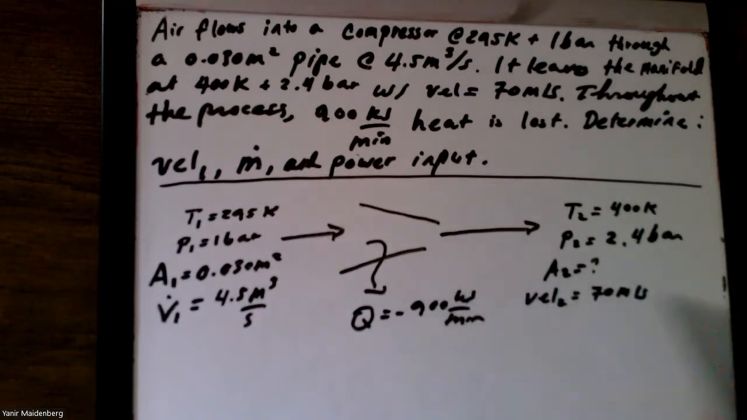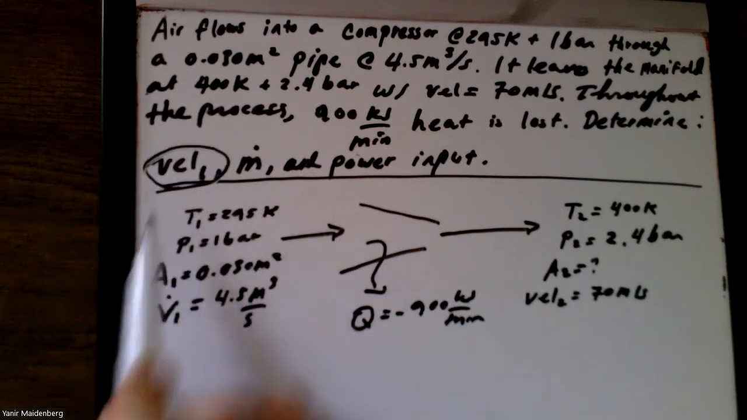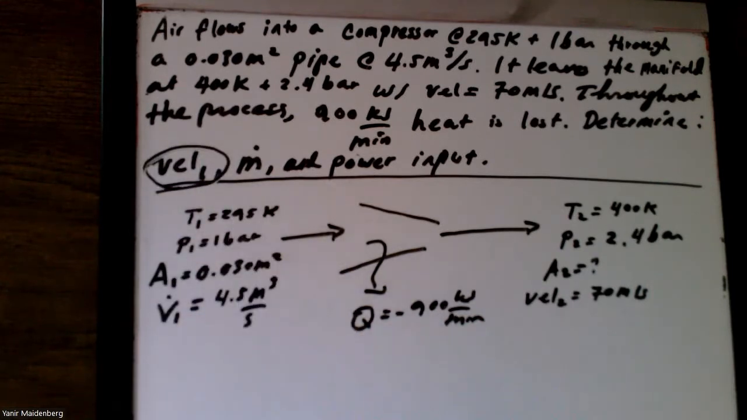We don't know the exiting area, if it's lower or higher. I just generally assume that it looks like that. And we are not even asked for the area, but we may need it. We need the original velocity. We don't have that. We want the mass flow rate. We don't have it. And we want the power input.